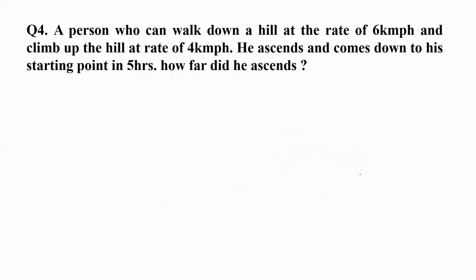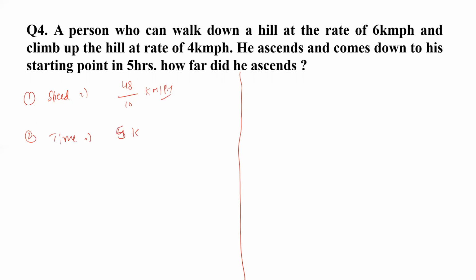Okay, so now again I'm just making a line in the middle so that I get a lot of page. So first of all, we have been given the speed. So this is 48 divided by 10 kilometers per hour. So this is our speed, and we have already been given the time as well. Time is given to us, this is 4, so this is 5 hours in total, and we have been asked to find the distance which has not been given to us in the question.